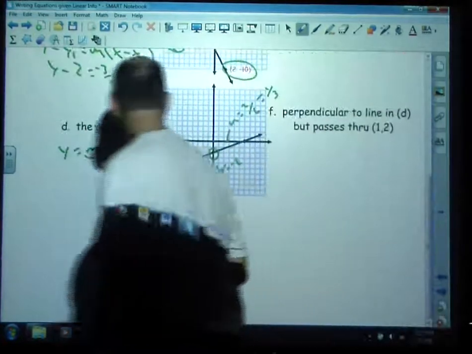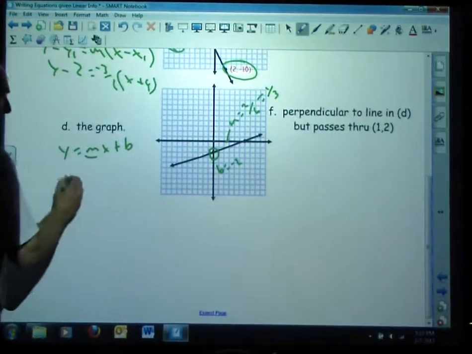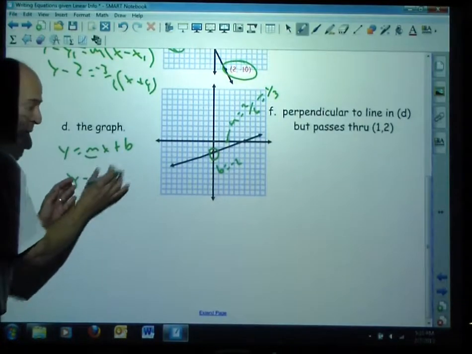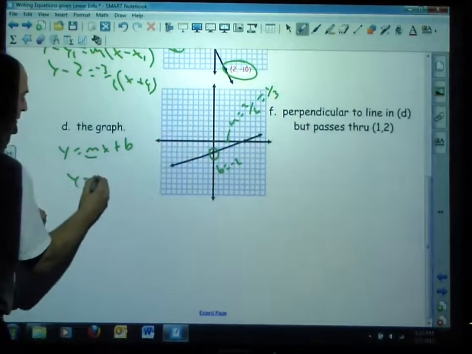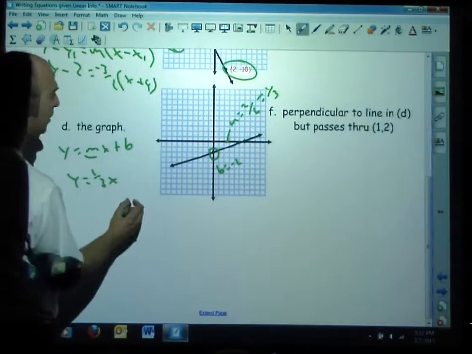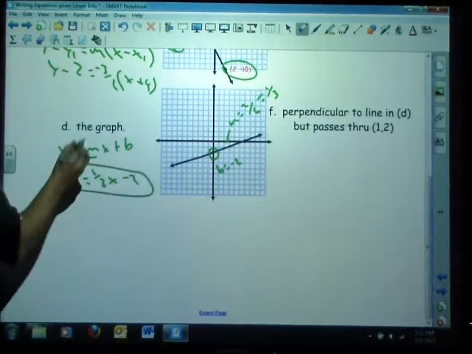So I have an equation here now. Slope-intercept: y equals 1/3 x minus 2. There we go.